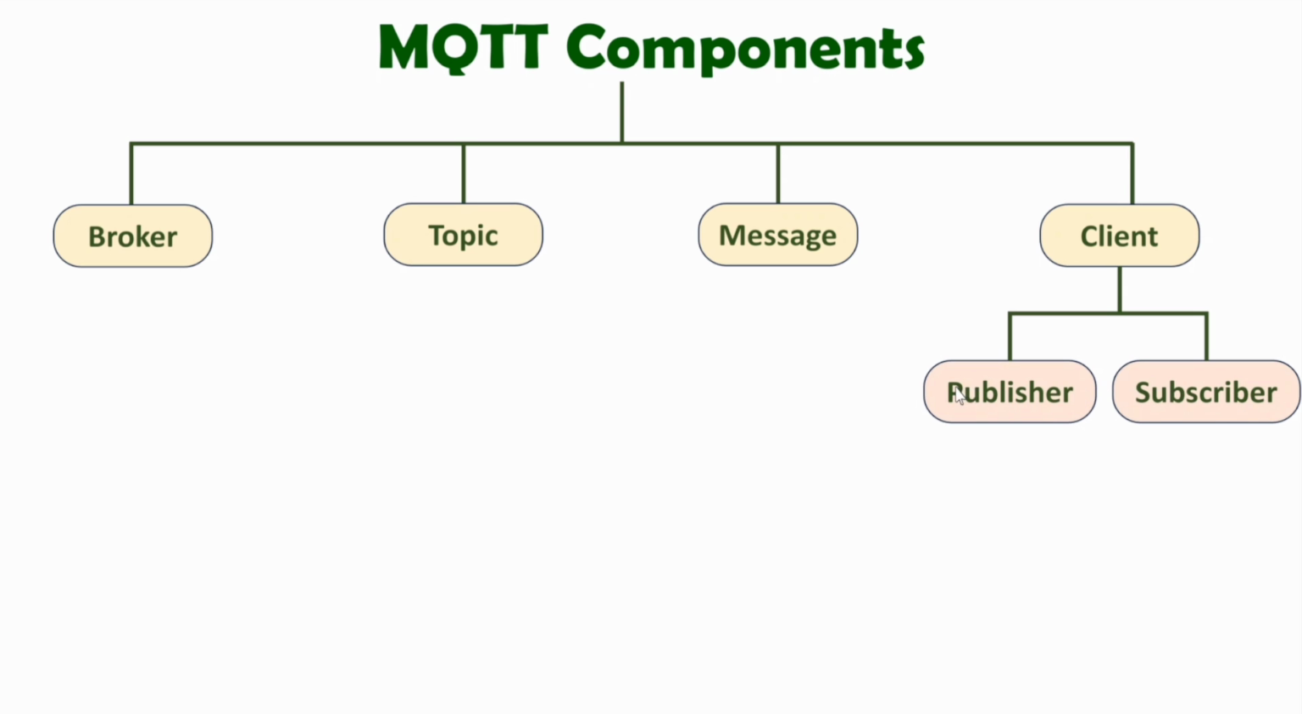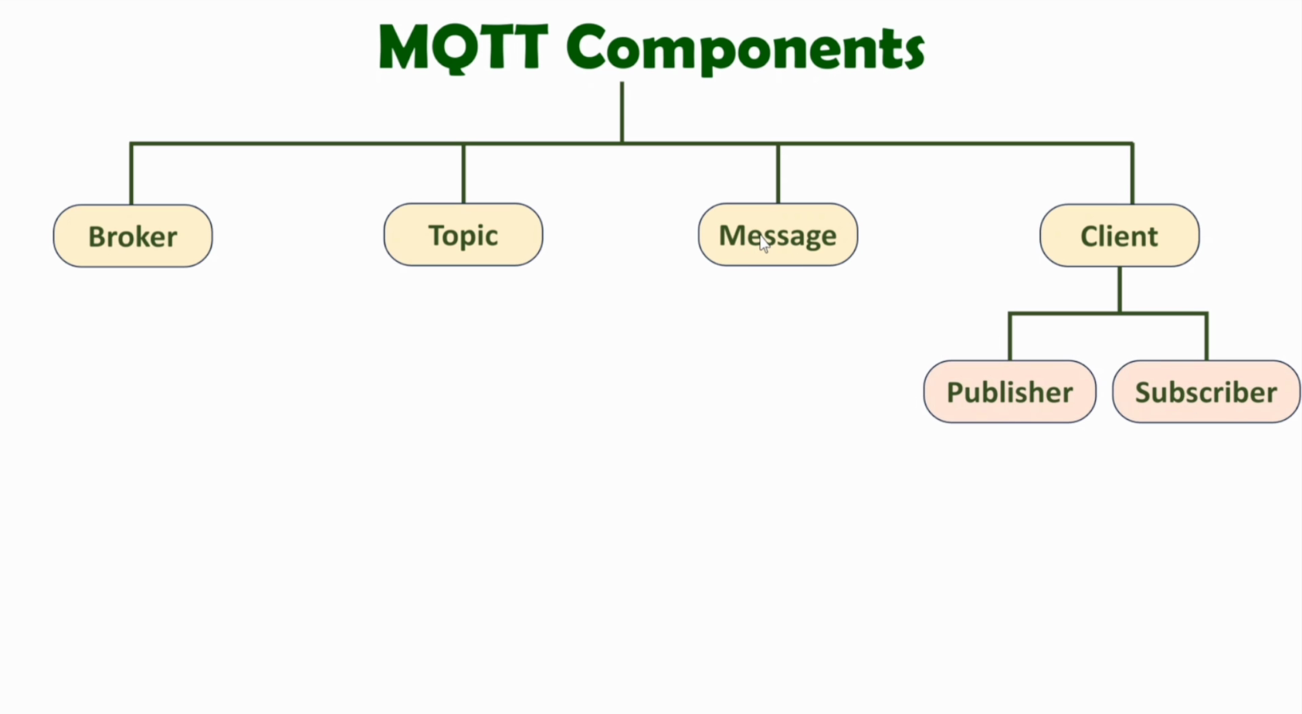The publisher will be publishing a topic, and that topic will be published to the broker. Now the broker will be showing topics to the subscribers. So subscribers can subscribe to the topic, and if subscribers are subscribing to the given topic, then those subscribers can receive messages.